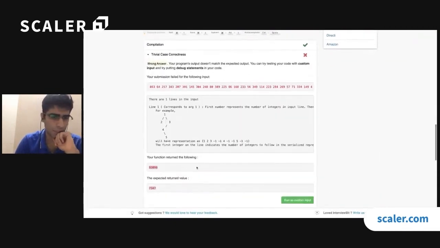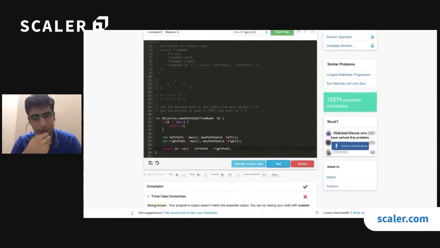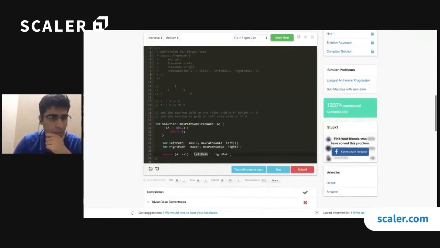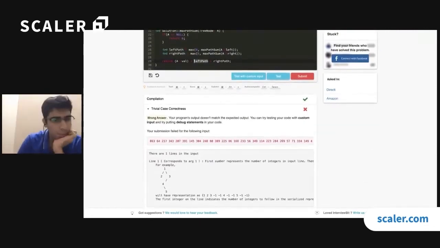What happened? The expected return value is 7347. Okay. And I'm returning something like 93,096. Okay. If A is null, I return a 0. Else I try to find what is the max path sum on the left side. And I also try to find what is the max path sum on the right side. And then I return the value at that plus left path length plus right path length. That also seems to be fine. But why is my answer coming as wrong?